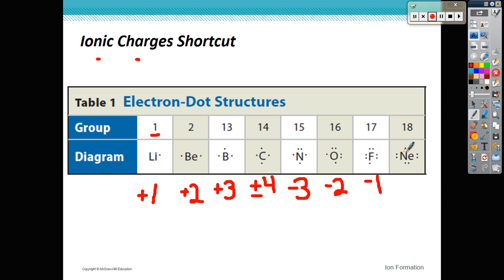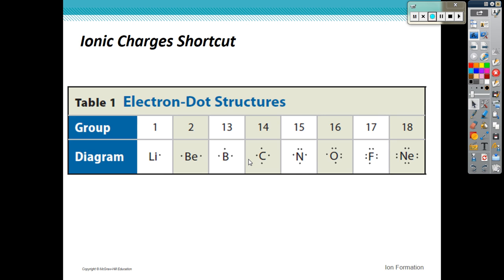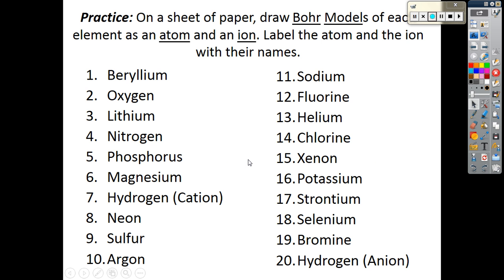Look at group 8. They have 8. So will they lose any? No. Will they gain any? No. So they will have no charge. You will not see them with a charge at all. All right? +1, +2, +3, plus or minus 4, -3, -2, -1. Make sure you write that on your periodic table.